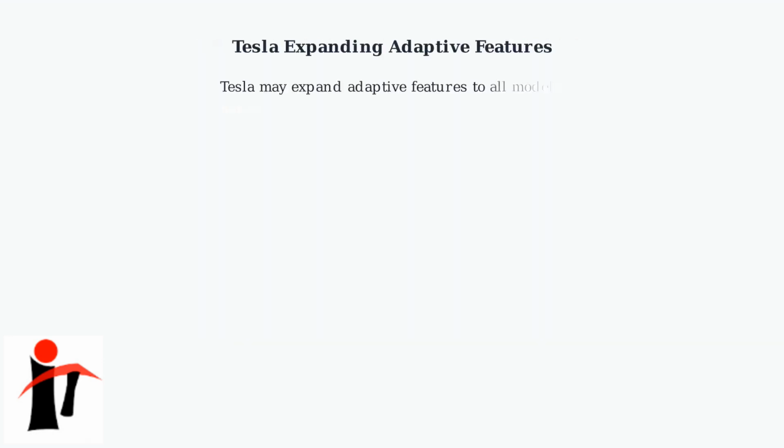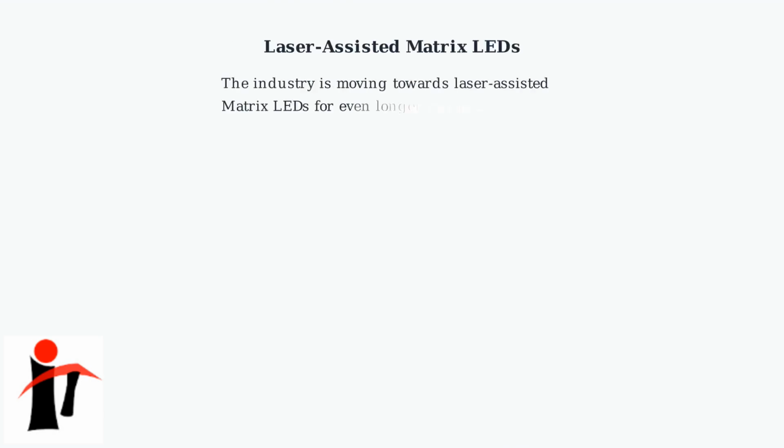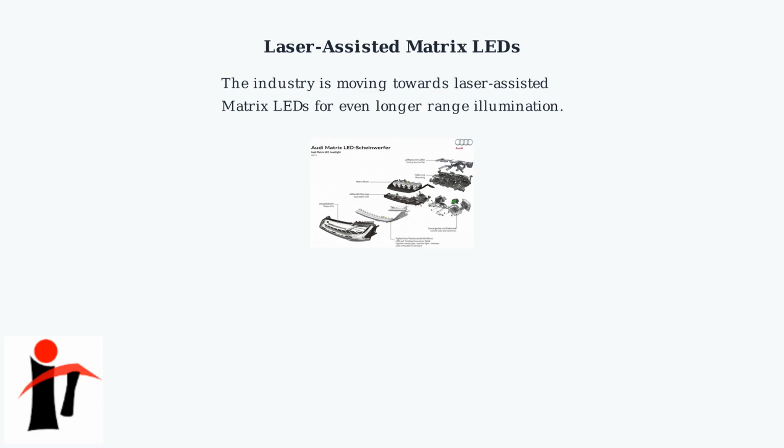Tesla may expand adaptive features to all models, potentially via retrofits or software updates. The industry is also moving towards laser-assisted matrix LEDs for even longer range, up to 1,500 meters.